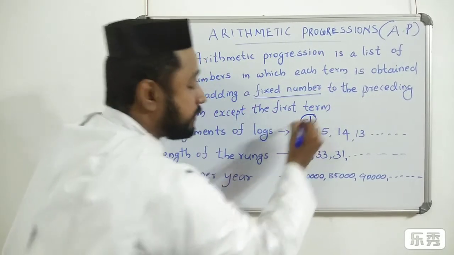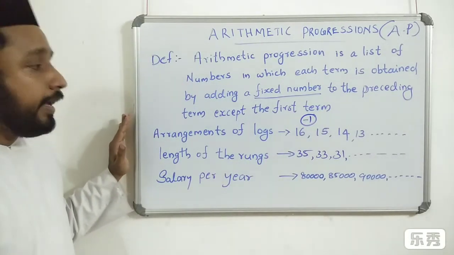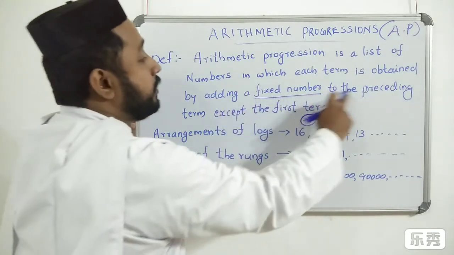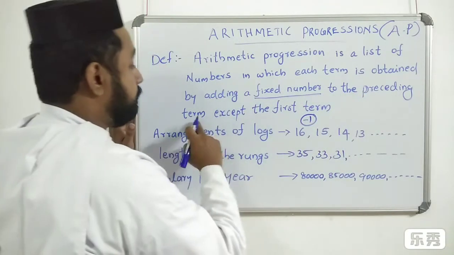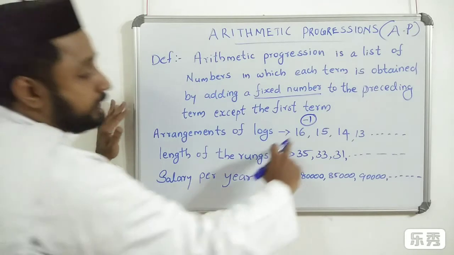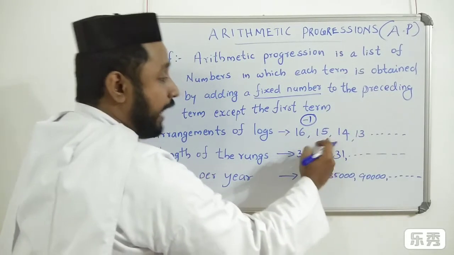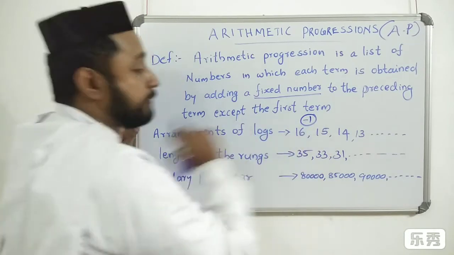Here, minus 1 is the fixed number. So, we are adding a fixed number to the preceding term, except the first term. The first term is 16. From the second term onwards, in order to get the second term, we add a fixed number to the preceding term.